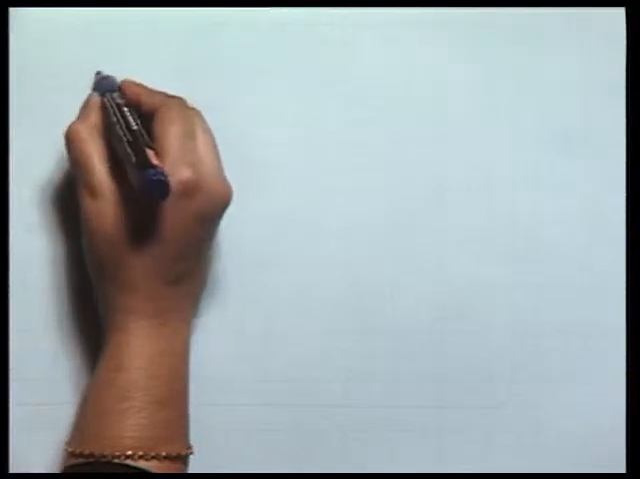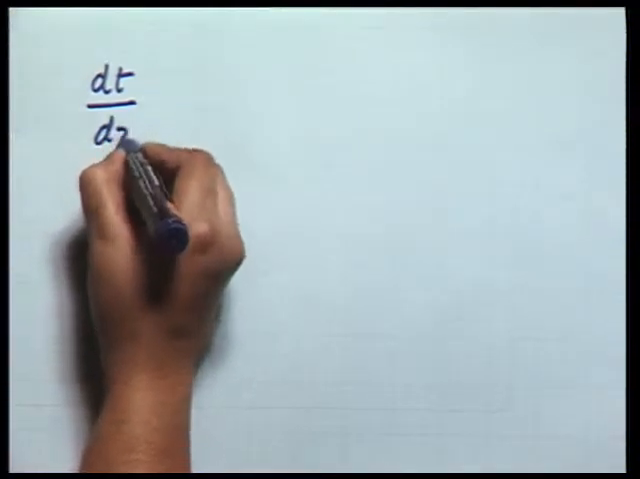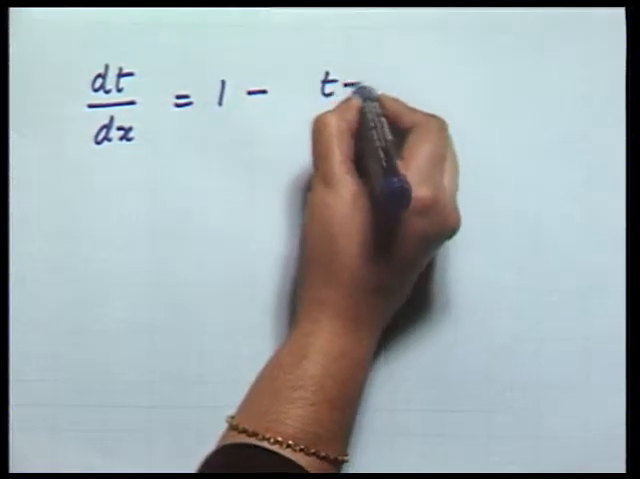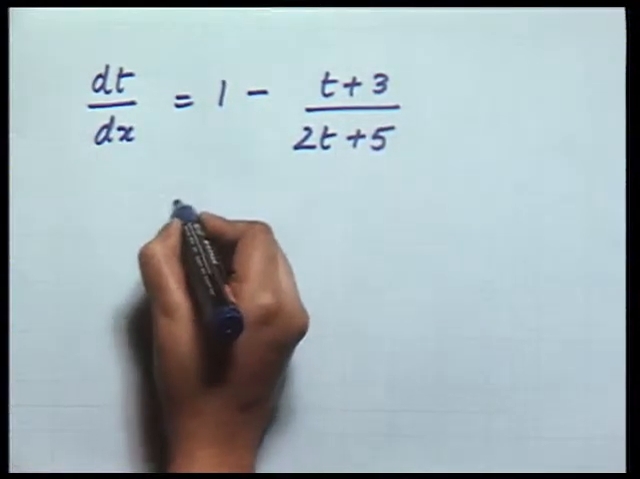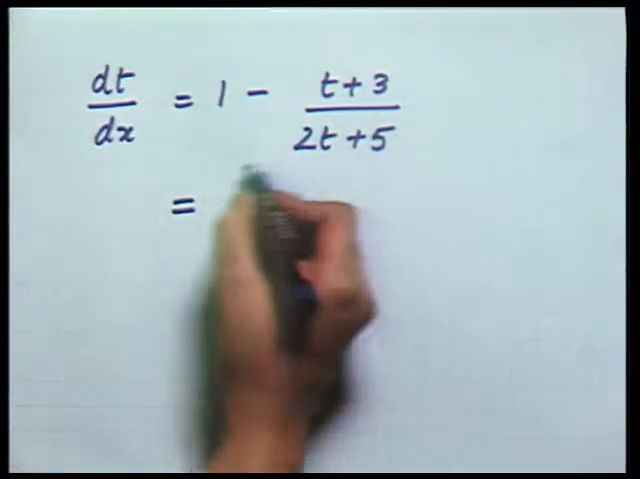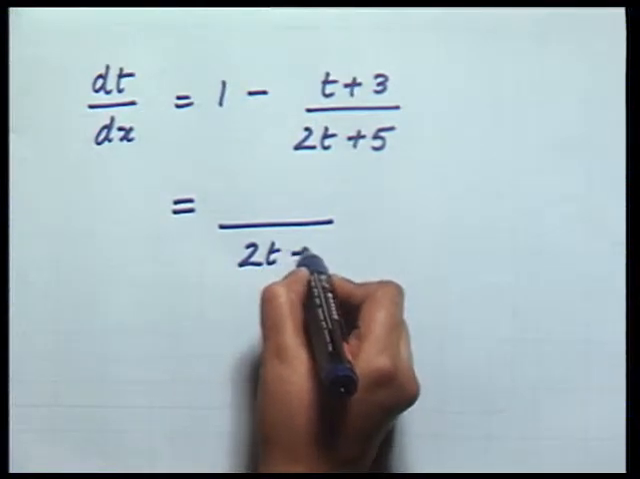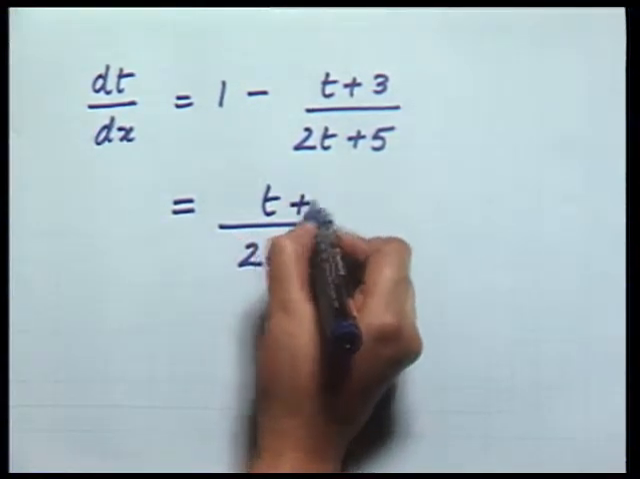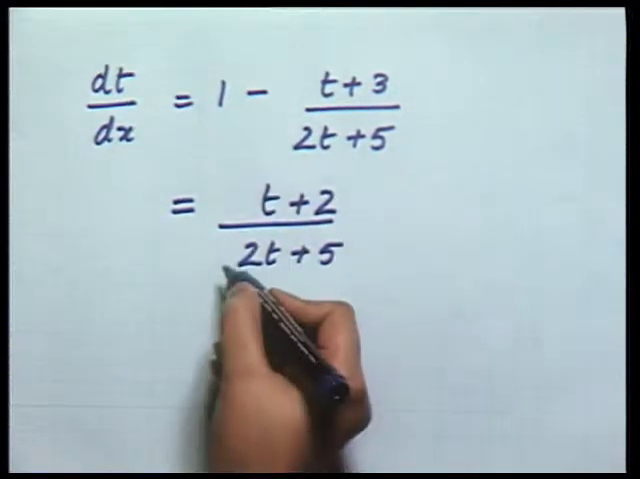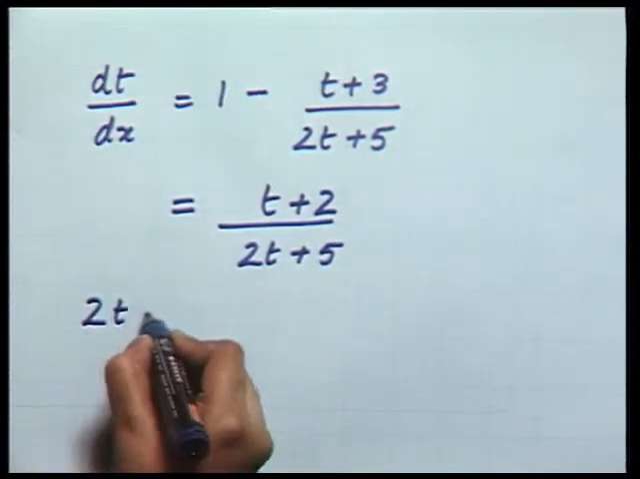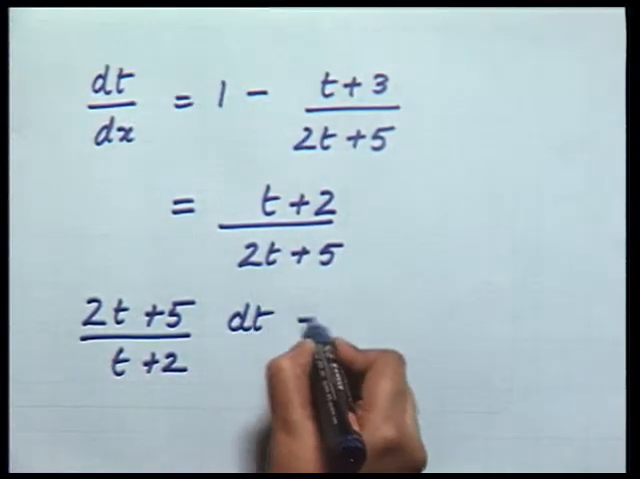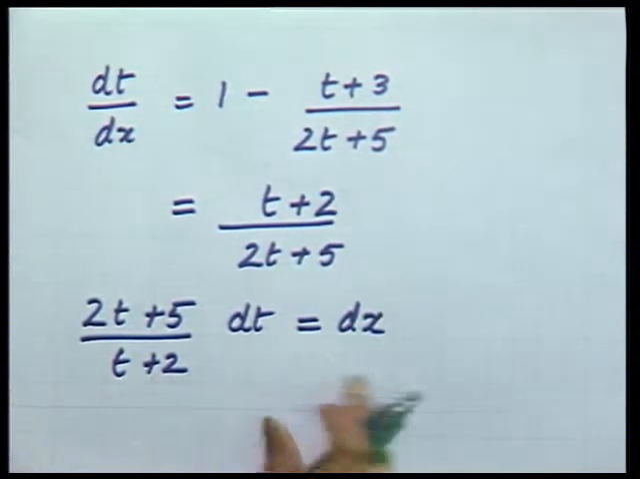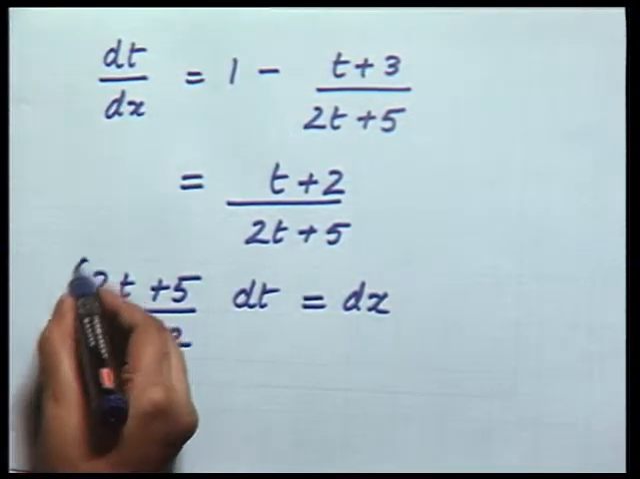And now try to separate the variables. To do that, dt by dx can be written as 1 minus t plus 3 by 2t plus 5. This is same as rearranging and taking the LCM, 2t plus 5 in the LCM, and you are left with only t plus 2. There is no x here, so very conveniently we can write it as 2t plus 5 by t plus 2 dt equal to dx, and thus we have achieved that variable separation.